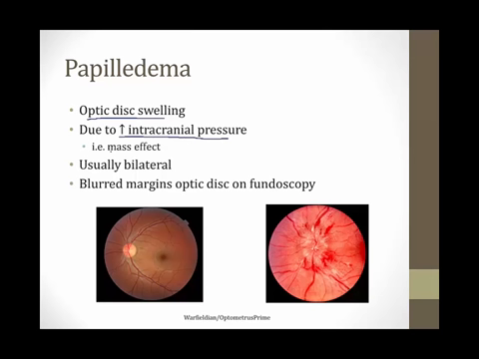In other words, it's a mass effect that leads to swelling of the optic disc. Because it's caused by increased intracranial pressure, it usually affects both eyes and therefore is often bilateral. And papilledema is characterized by blurred margins of the optic disc on fundoscopy.